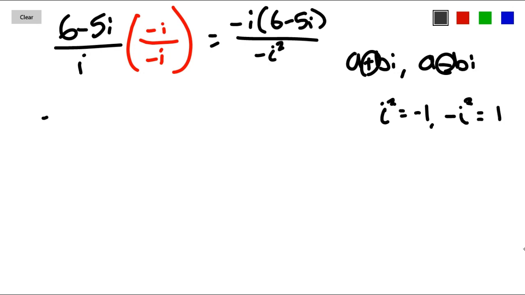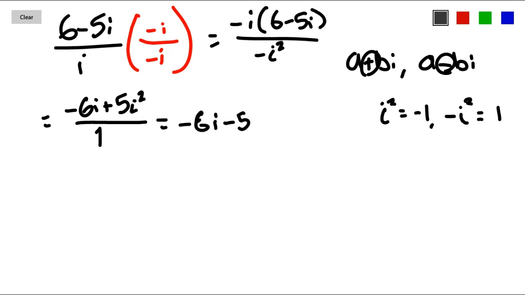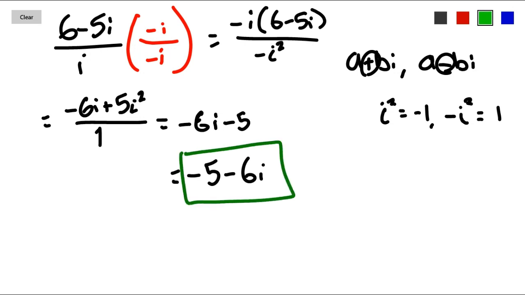So what I really have is minus 6i plus 5i squared on the top divided by 1. And if I divide it by 1, I don't really need the denominator anymore. So what I really have is minus 6i, and then remember i squared is negative 1, so I end up with minus 5. And then if I switch the numbers around, I've got minus 5 minus 6i, which is going to give me the answer in standard form here.